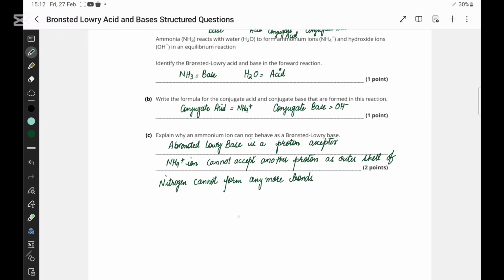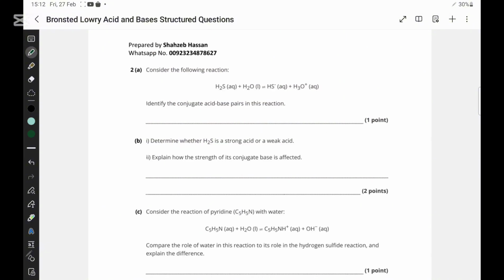If you see the structure of the ammonium ion, there is hydrogen, and there is a lone pair, so it forms a coordinate covalent bond with this hydrogen, and there is a positive charge on it. In this question, they are saying consider the following reaction: H2S plus H2O gives HS minus plus H3O positive. Identify the conjugate acid base pairs in this reaction.